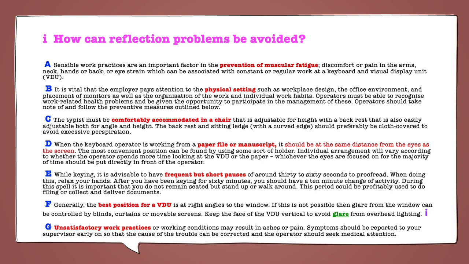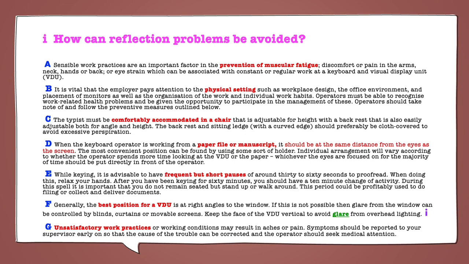Section A talks about muscular fatigue. Section B talks about physical setting. Section C talks about seating. And D about paper file or manuscript arrangement. And E is about the break. And F is about the best position for a VDU. It seems to be possible. Now it's time to scan this section.